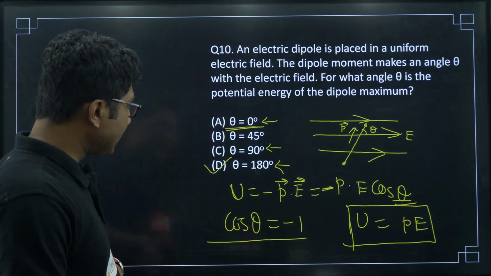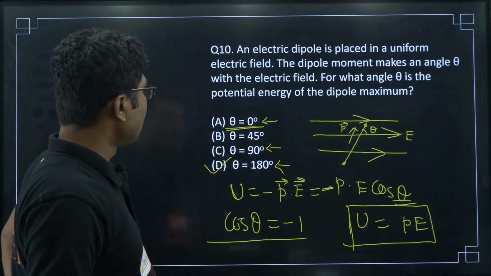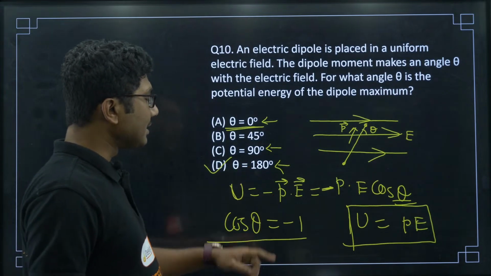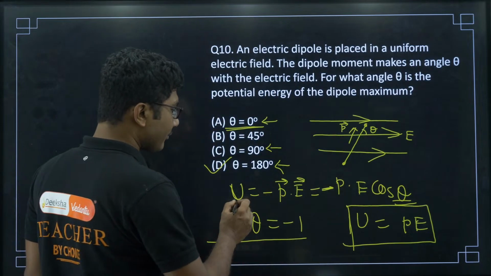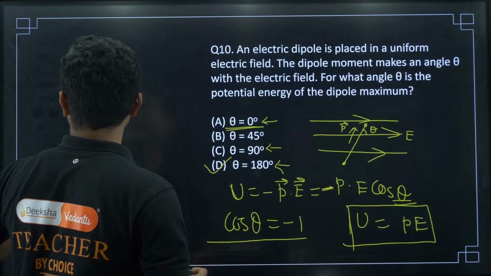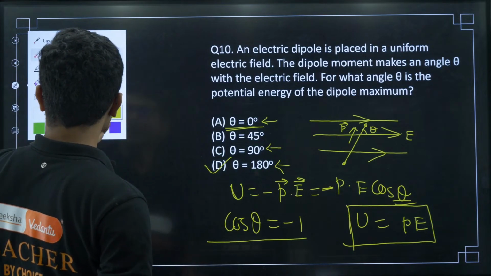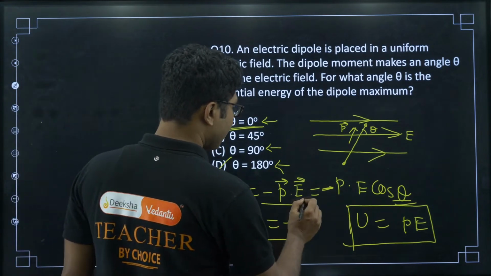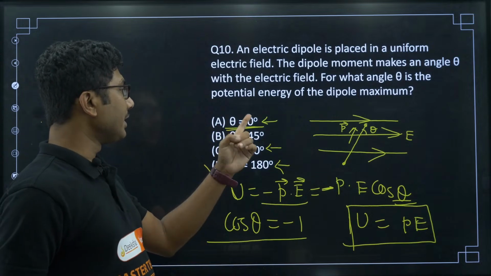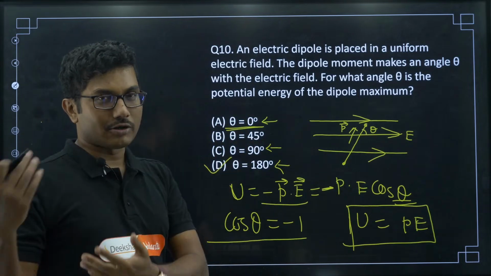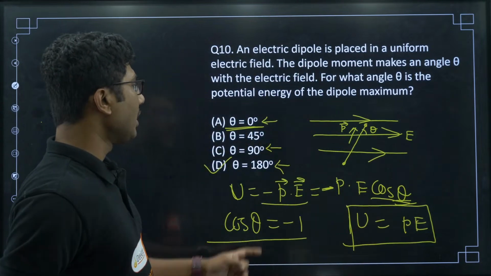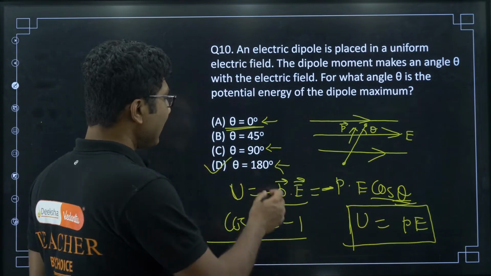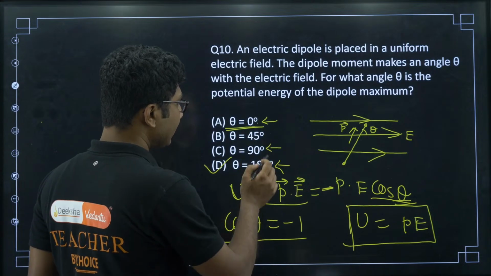Now, let us see why this is 180 degrees, because from the previous question, or from the theory that we know, potential energy U is equal to minus P dot E. Now, either it will be 0 degree or 90 degree, cos theta is 0. So, obviously 90 degree is not possible. The only possibilities are either 0 degree or 180 degree.